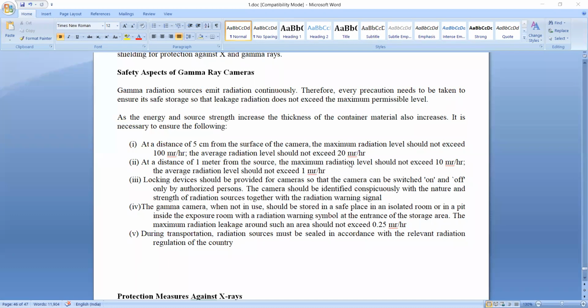Next one, locking devices should be provided for cameras. Suppose we are not using the gamma ray radiation equipment, we should provide some locking devices.